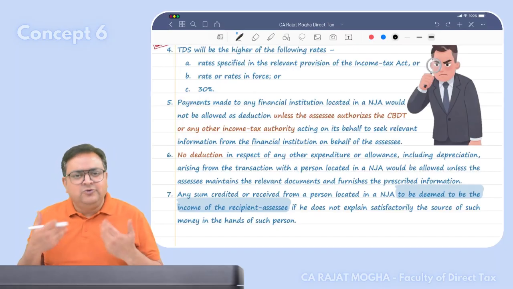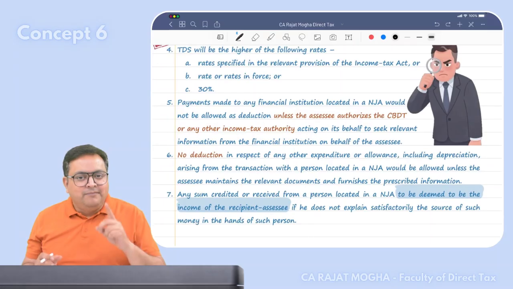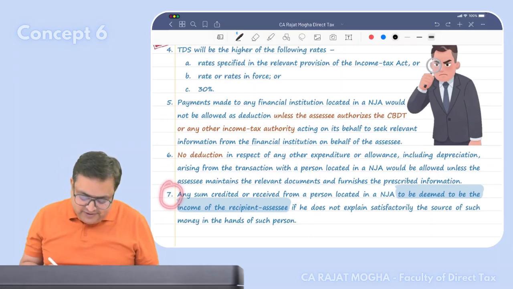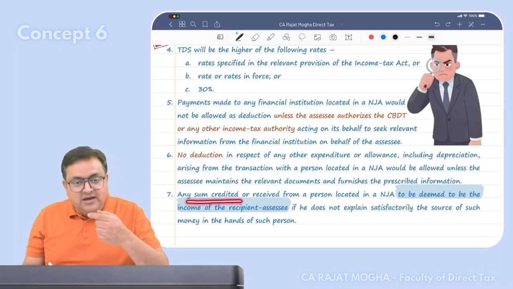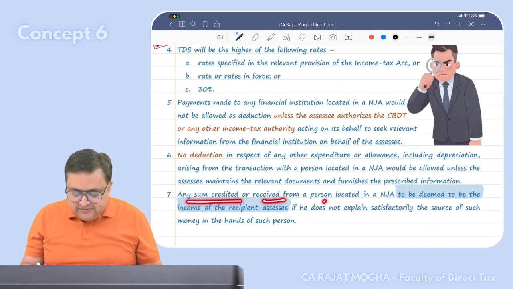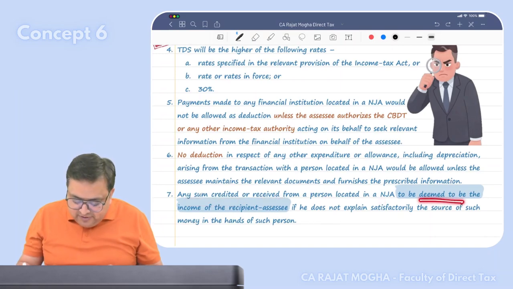People will say, okay, sir, don't allow. We will say, don't allow. But we have a very, very important, a strong weapon. This is very important. Any sum credit, any amount which you have received from NJ. So any sum credit or receipt from a person located in NJ to be deemed to be the income of the recipient.